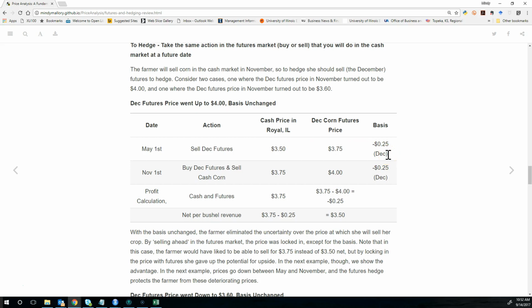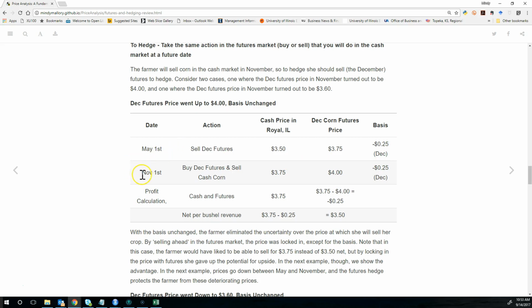Now here on the basis column, we have noted which contract we were calculating the basis against, because at this point in time, there are 5 or 6 or 7 different futures contracts trading, and you could calculate a basis against each of those. It makes sense to think about the basis that's nearest to the one he's going to make his cash sale on, so we're going to keep track of that December basis. So he sells futures on May 1st.